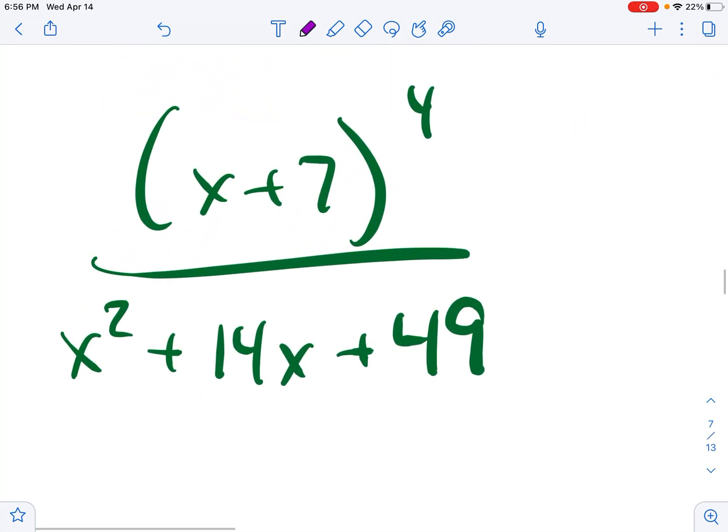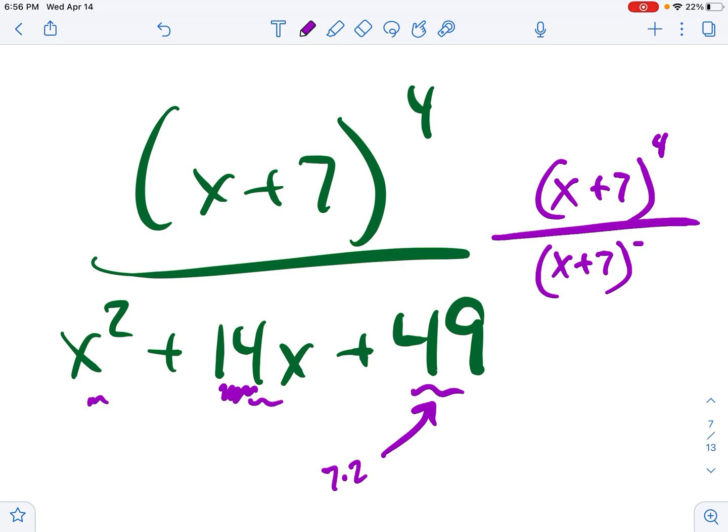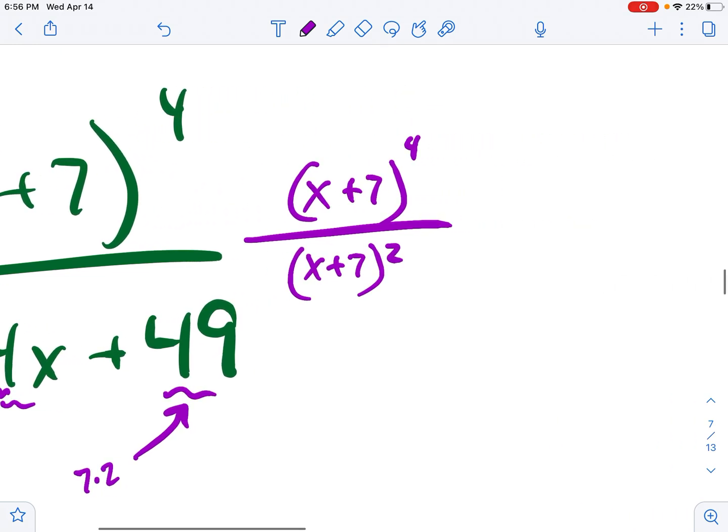All right, x plus 7 to the 4th over x squared plus 14x plus 49. Okay, well, can't do anything up here. I'm definitely not going to multiply it out. And, oh, hey, this is a PST, because when I take the square root of this and double it, I will get this term. Okay, so this is just x plus 7 squared, which means when I simplify this, I will get x plus 7 squared.